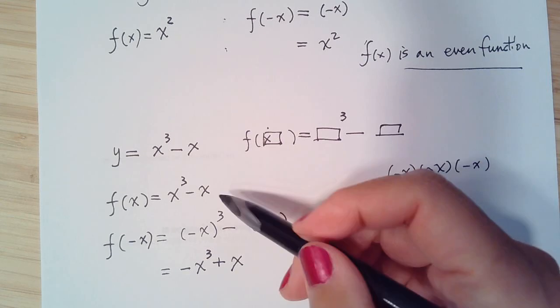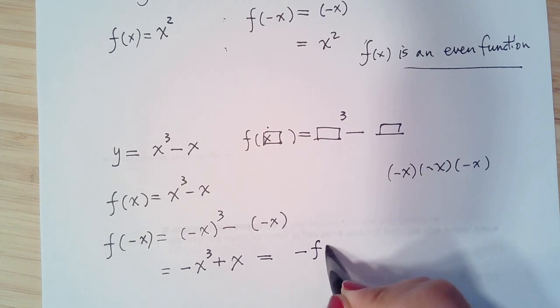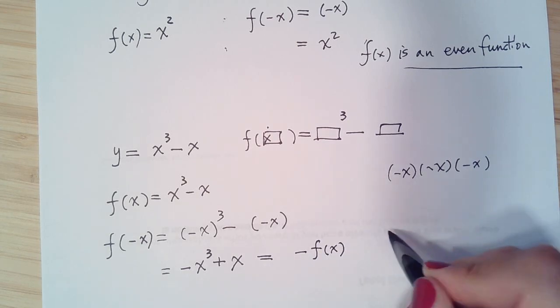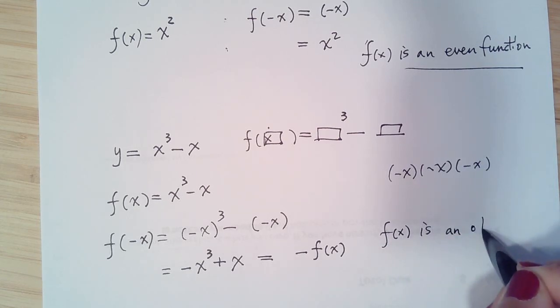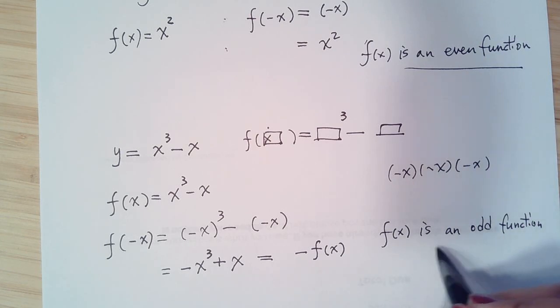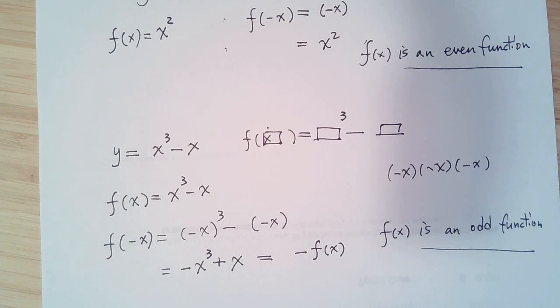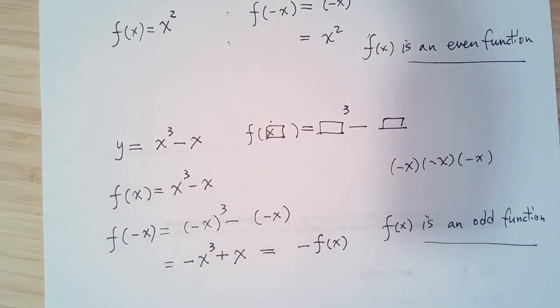What is the relationship between these two? Just different sign, right? So that is negative of f of x. Therefore, this one is an odd function. You remember this? This is how you, starting from the function, plug in x, plug in negative x, find the output, and see the relationship, and then you can tell whether it's an even function or an odd function.